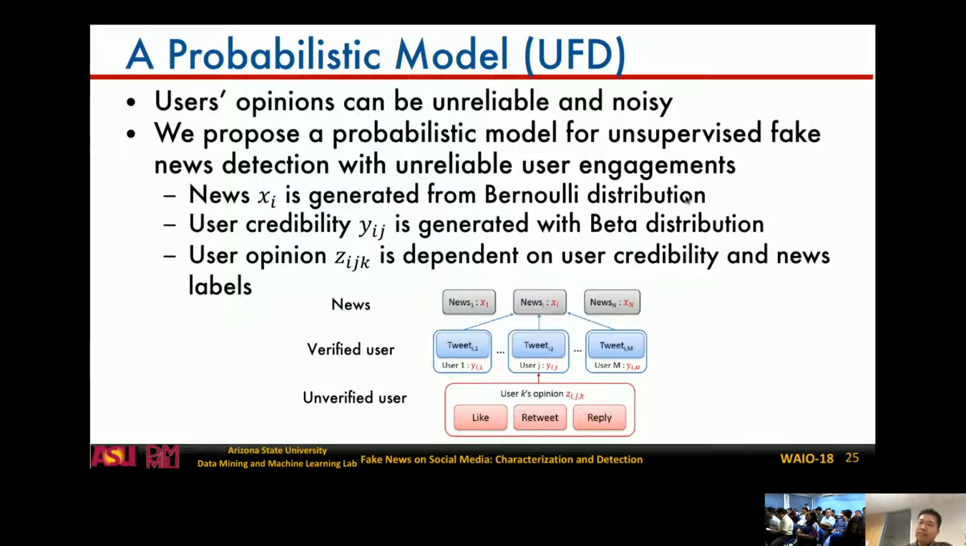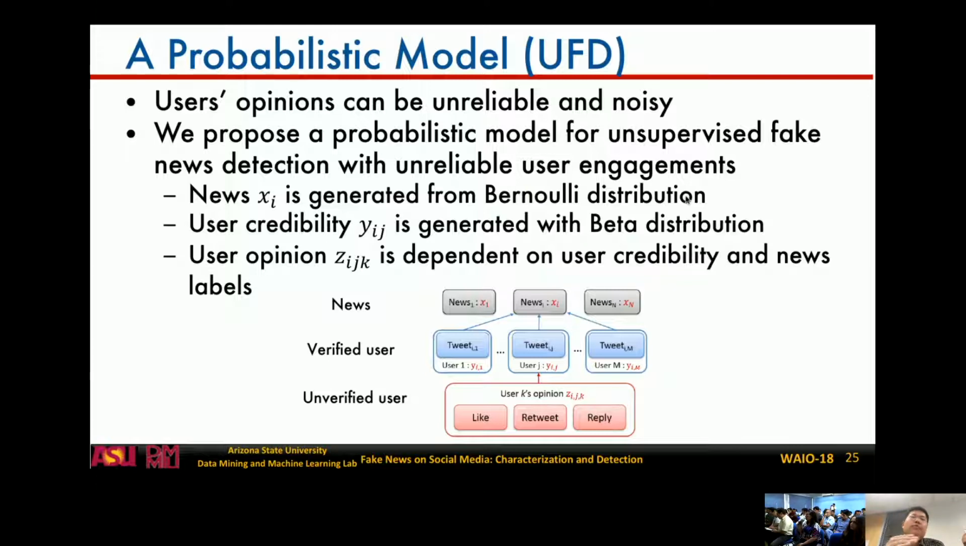The basic idea, if you look at this figure, is that the first level is the news, and the second level is those tweets and posts. For the second level, we try to use verified users because we think they are more reliable. And the third level is those users who like, comment on, or reply to the second-level tweets. These are mostly unverified users. After we build this hierarchical model, we propose a probabilistic model to extract the features.